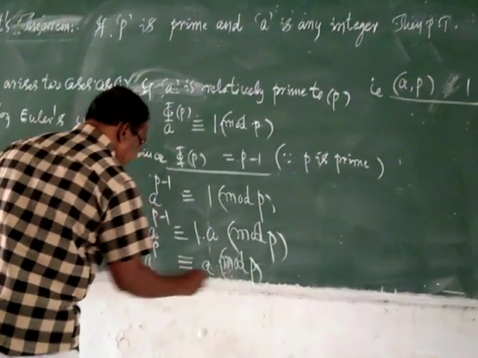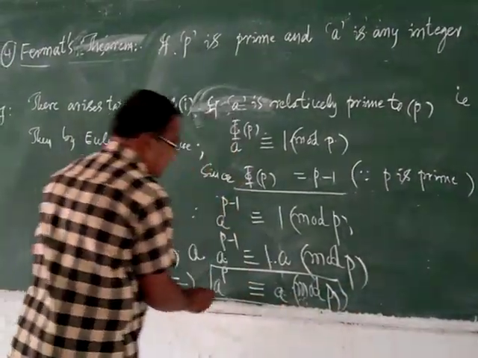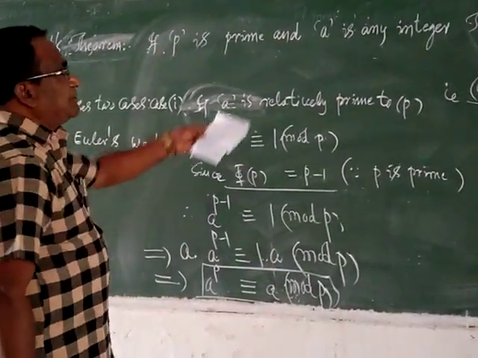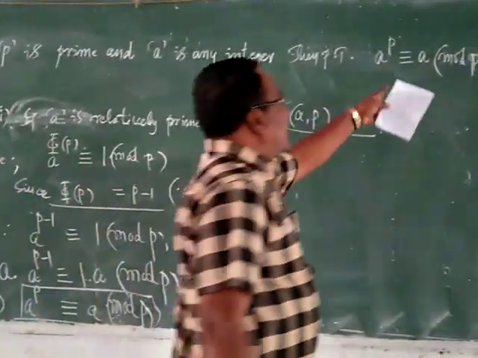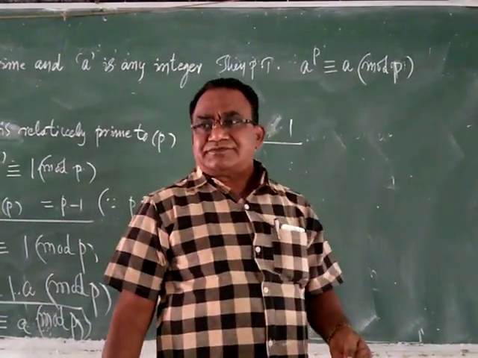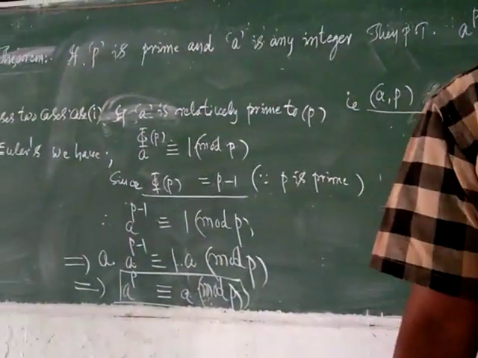This is what we wanted to prove here: A to the power P is congruent to A mod P. This is what we wanted to prove.